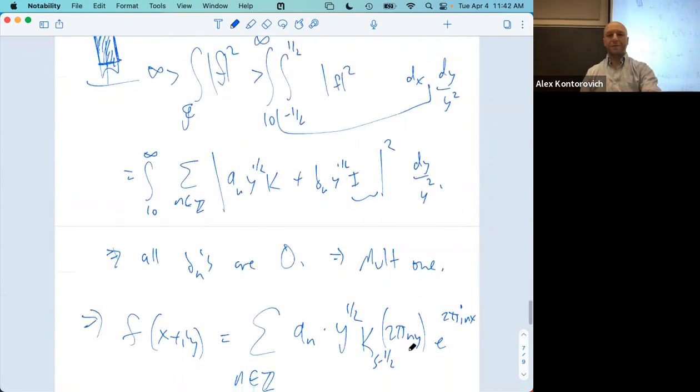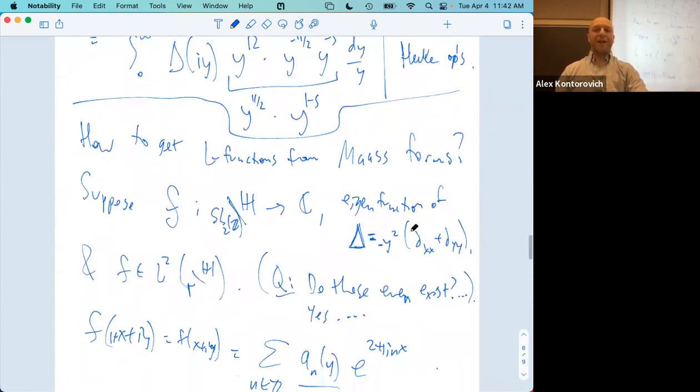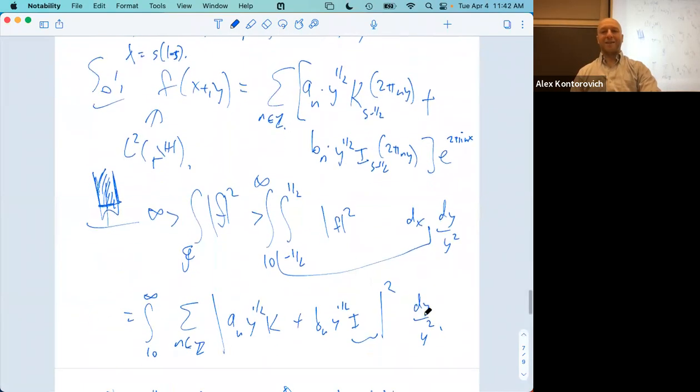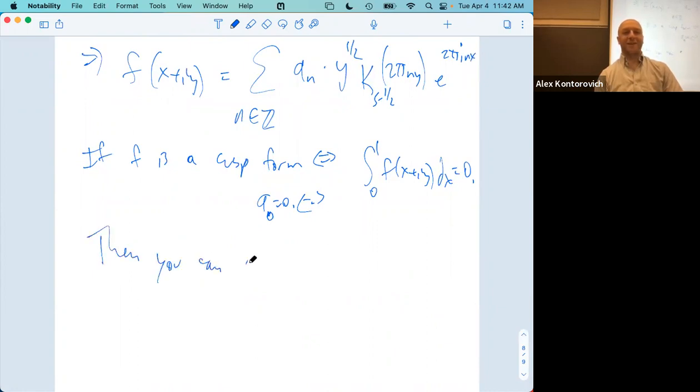There's a separate solution if n is equal to zero. What does it mean that n is equal to zero, by the way? If n is equal to zero, the solution is y^s and y^(1-s). All right, to be continued. Then you can make an L-function.